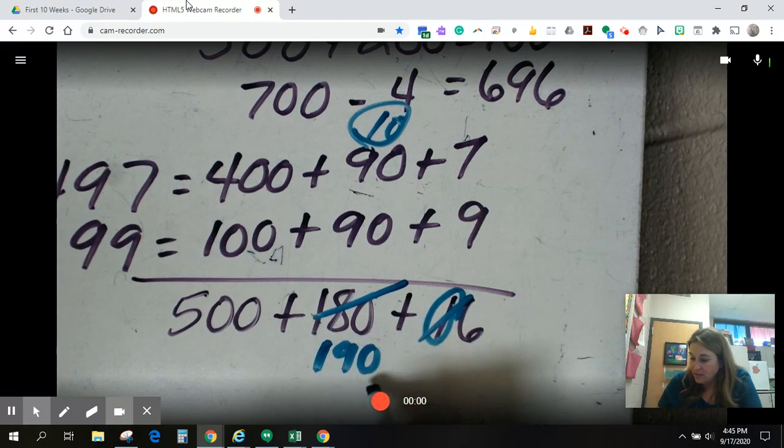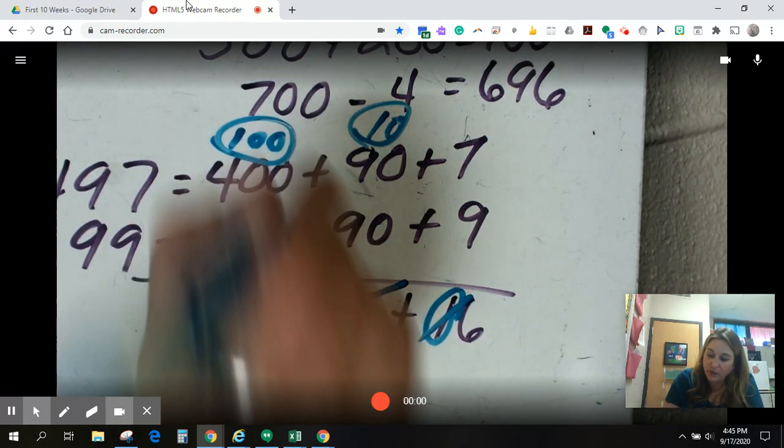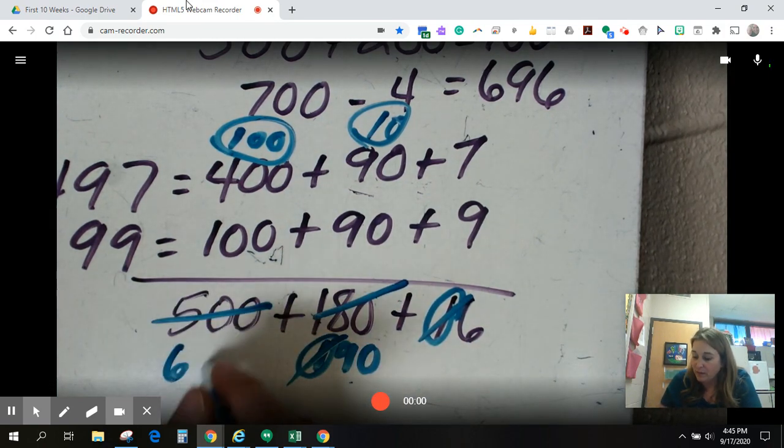The 90 is going to fit. So he's going to stay. And we're going to take this 1 group of 100 and put him over here in his home. There he is. Now 500 becomes 600.